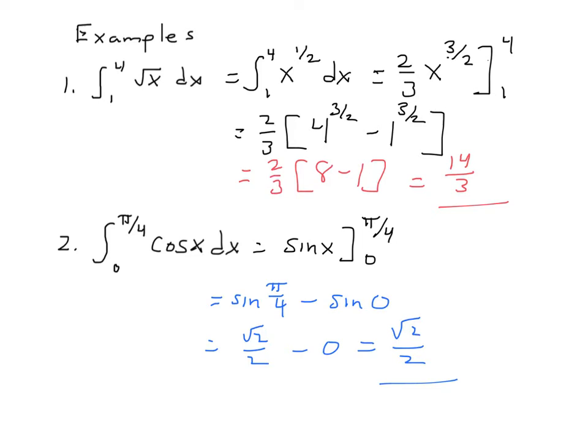to evaluate it from 0 to pi over 4. So I take sine of pi over 4 minus the sine of 0. And sine of pi over 4 is square root 2 over 2. Sine of 0 is 0. So my final answer, the exact answer here, is square root 2 over 2. So the value of the definite integral from 0 to pi over 4 of cosine x dx is square root 2 over 2.